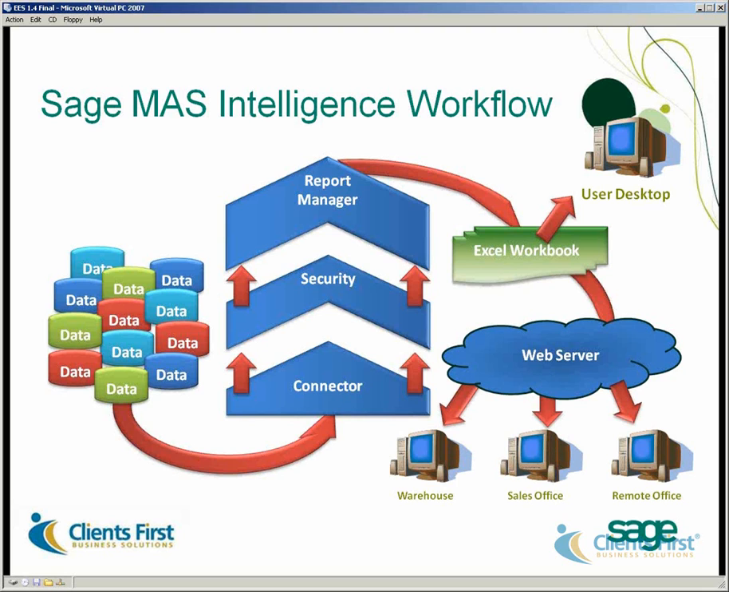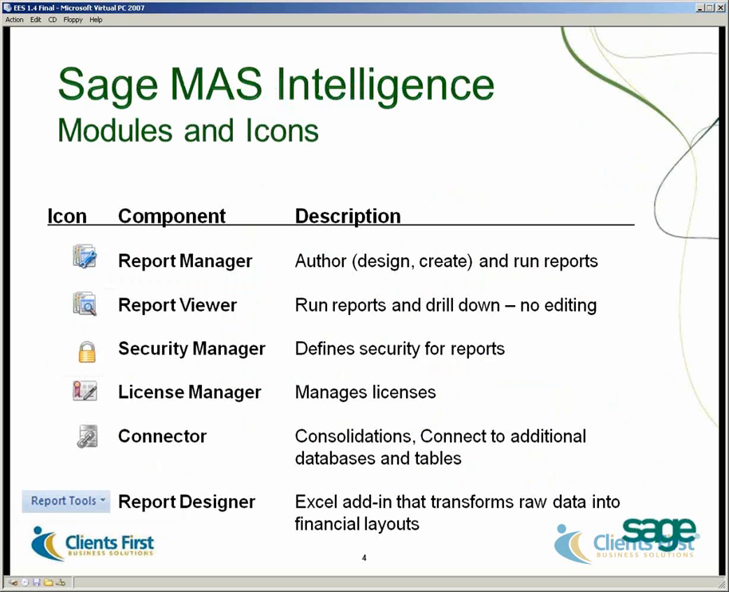It could be scheduled to generate and email, or we can actually just take a look at the Excel workbook on our desktop. So from a workflow standpoint, the data goes from any ODBC data source through our Sage Mass Intelligence product, and then you have multiple distribution options. Another bit of review are the modules and the icons here. Report Manager, that's what we'll see in the demonstration. Report Viewer, we are not going to cover this today. We covered it last time. We've got Security Manager, License Manager, and then what we will get into is the Connector and the Report Designer.